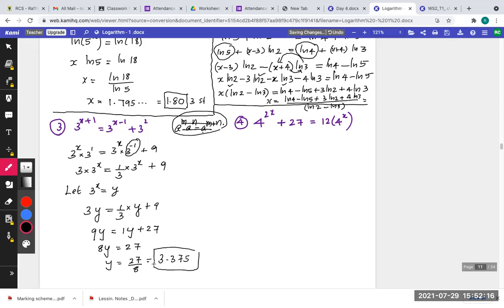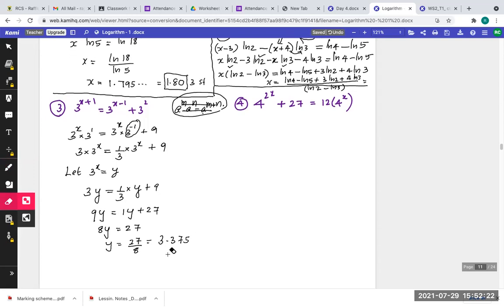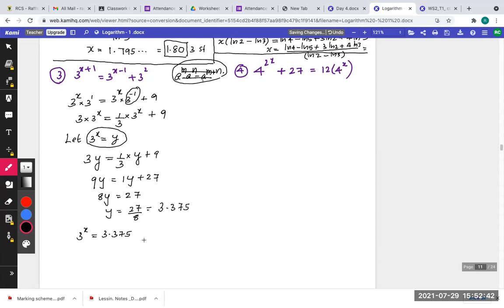Sorry, that's not the final answer. That is just the value of y. Is it y we want or x we want? Because our question consists of x, not y. This is our assumption, that 3 to the power x is y. So you plug it back in. So what we get: 3 to the power x equals 3.375.